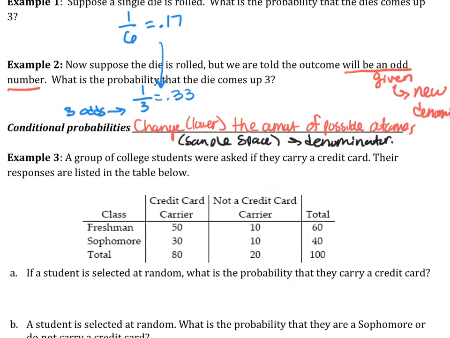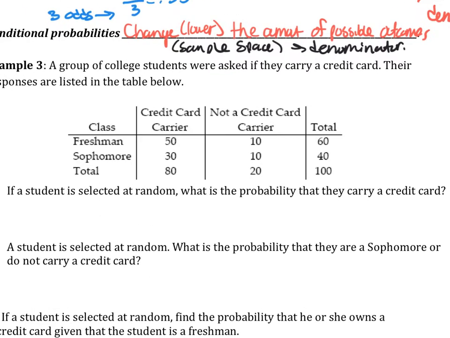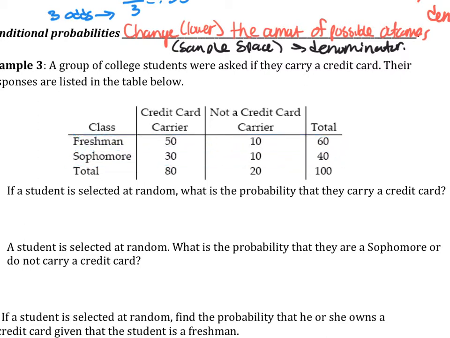Okay, something else that we're going to be using with conditional probabilities a lot, and with our or and probabilities as well, are these two-way frequency tables. So I just want to go over these. So how to read them: we have one variable set over here, and so each row, like this is the freshmen, this is the sophomores. So this says like we have 60 total freshmen, we have 40 total sophomores. And then vertically, we have whether they carry a credit card or they don't carry a credit card. So 80 total people carry a credit card, 20 total people don't carry a credit card.